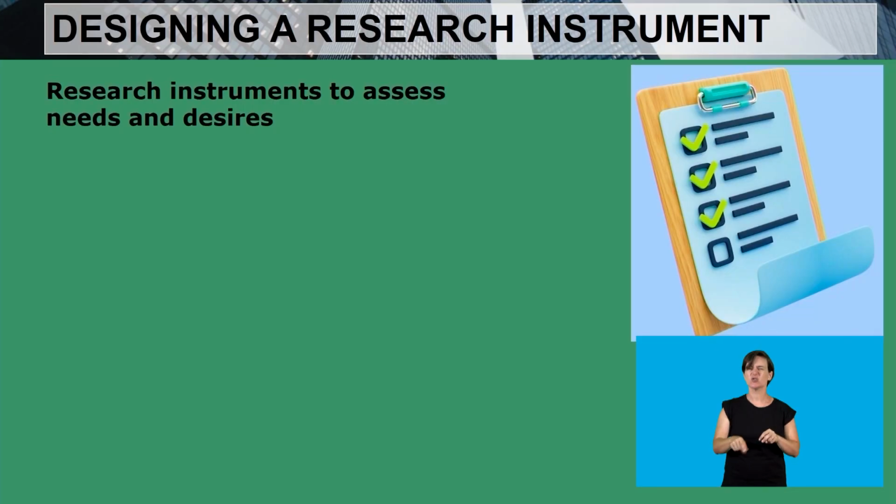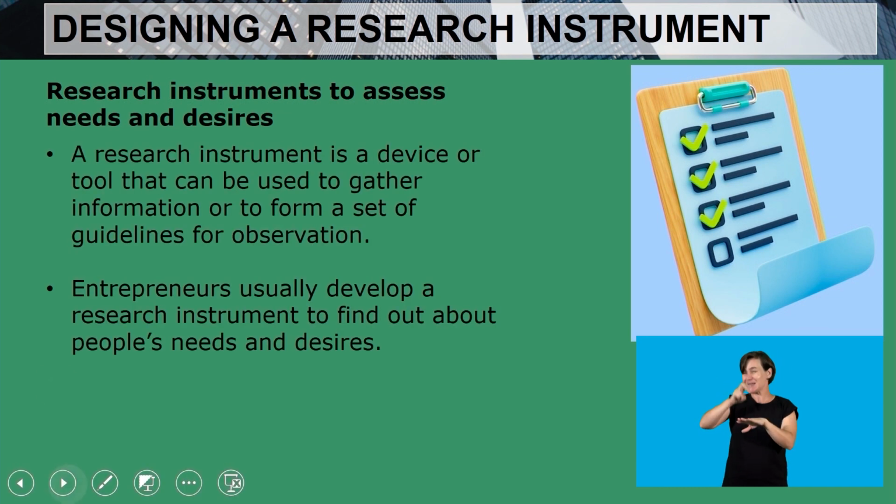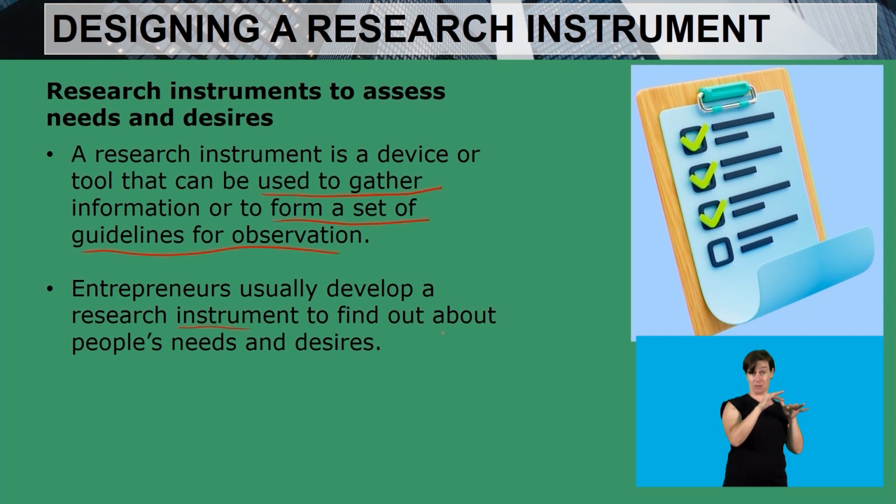So research instruments is used to do what? To assess the needs and the desires. So a research instrument, this is a definition, it's a device or a tool that can be used to gather information or to form a set of guidelines for observation. So entrepreneurs usually develop a research instrument to find out about people's needs and desires.